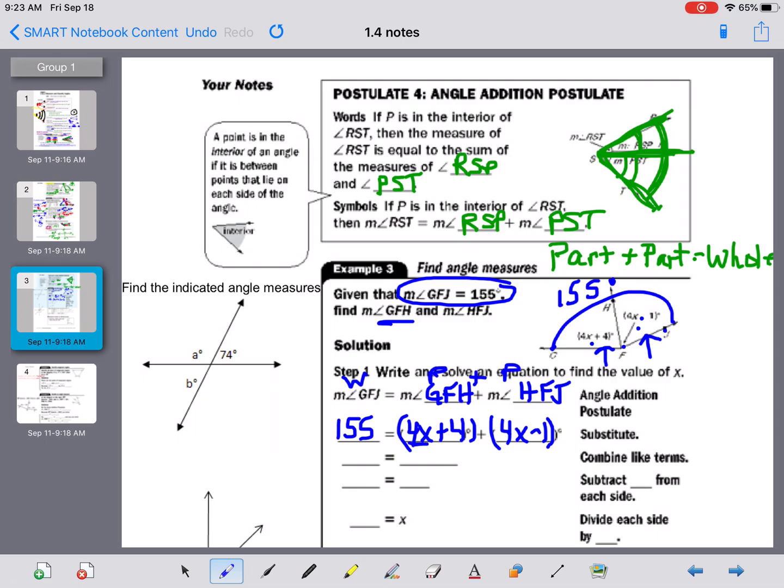On the left side, simplifying that down, it looks like I have 8x, and positive 3 equals 155. Solving for x, I subtract 3. 152 equals 8x. Divide by 8. Does it come out equal? It does. 19.